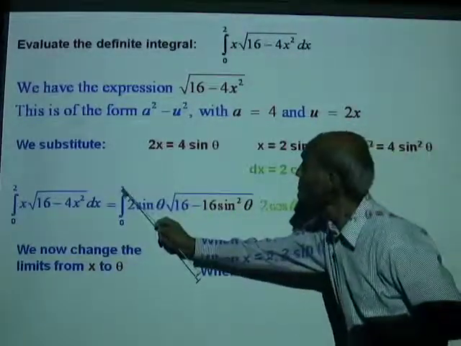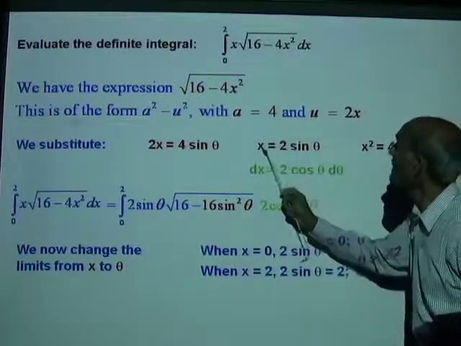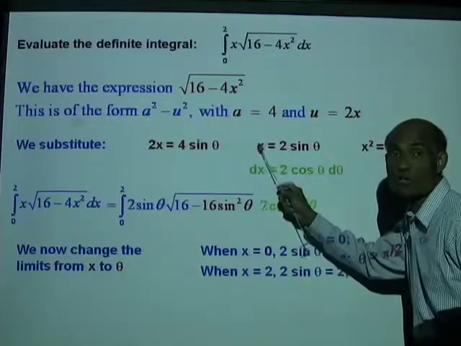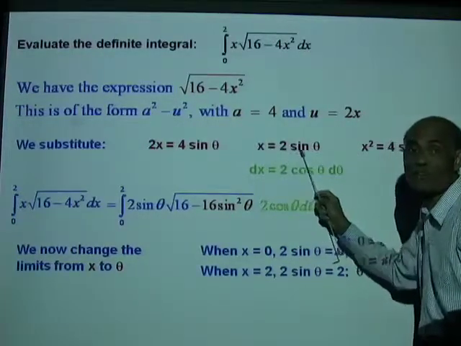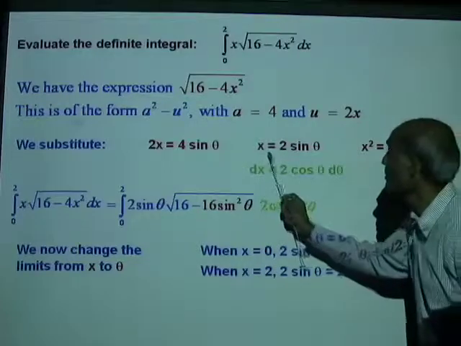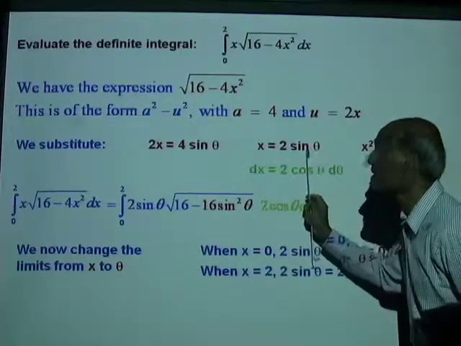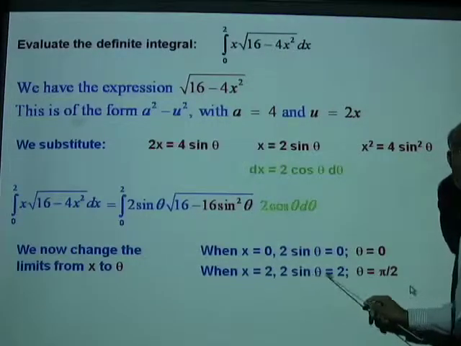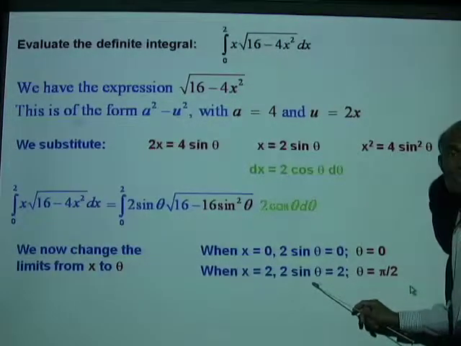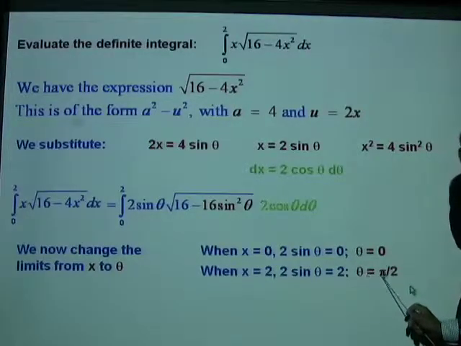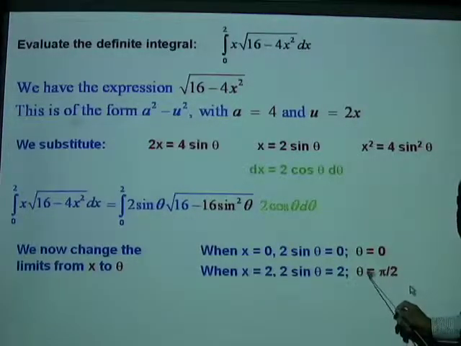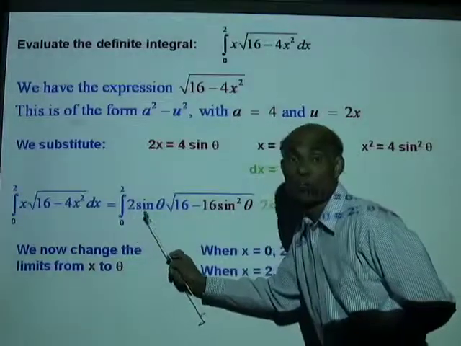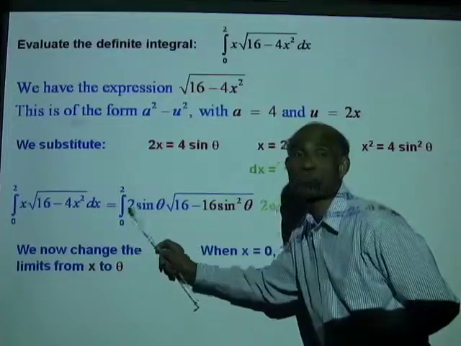And when x equal to 2, we have x equal to 2 sine theta. When you replace x by 2, you get 2 equal to 2 sine theta. Now, if 2 equal to 2 sine theta, it means sine theta equal to 1. And sine theta equal to 1 when theta is pi by 2. So our limit of integration becomes theta from 0 to pi by 2.